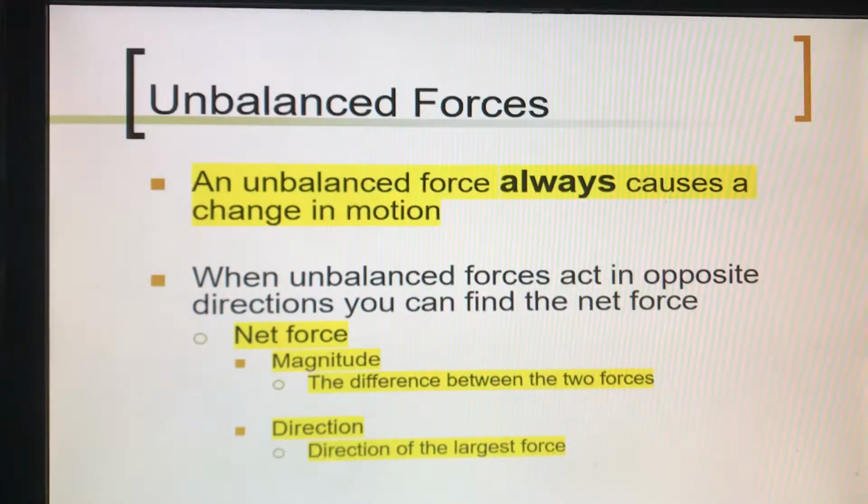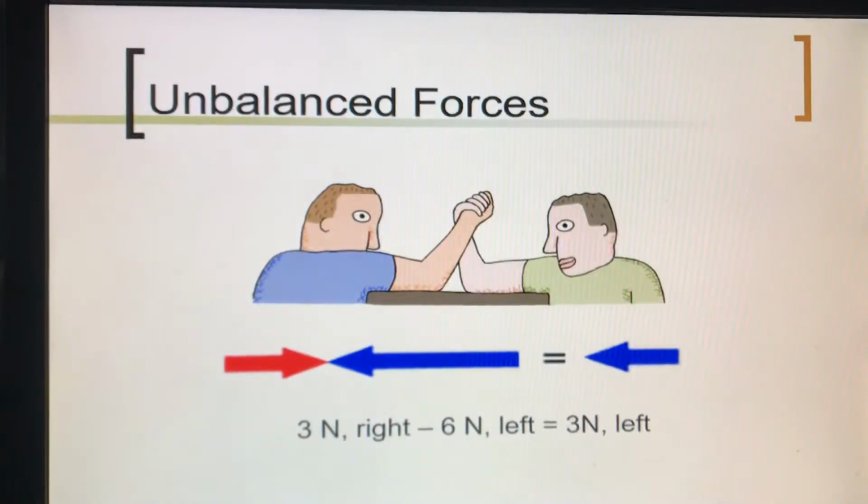Magnitude, the amount, how much force there is. The net force magnitude is the difference between 2 forces. And then the direction is the direction of the largest force. So if you have the largest force, it's going to overpower the lesser force. And with that, then you're going to move in the direction that the largest force is moving in, because it overpowers the lesser force.